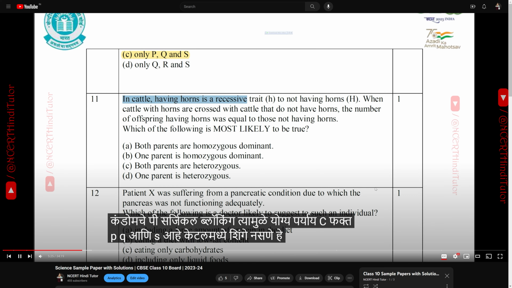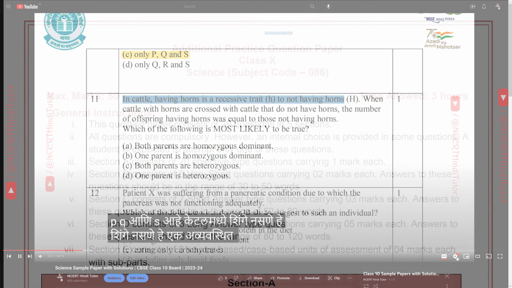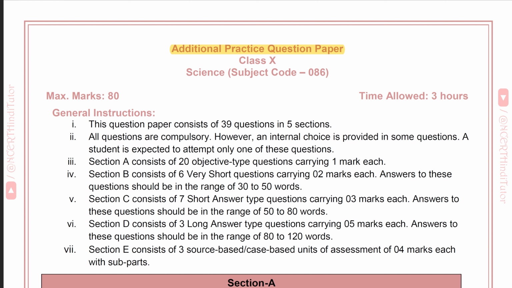Now, let's unravel the mysteries of this sample paper together. Additional practice question paper, Class 10, Science, subject code 086, maximum marks 80, time allowed 3 hours.